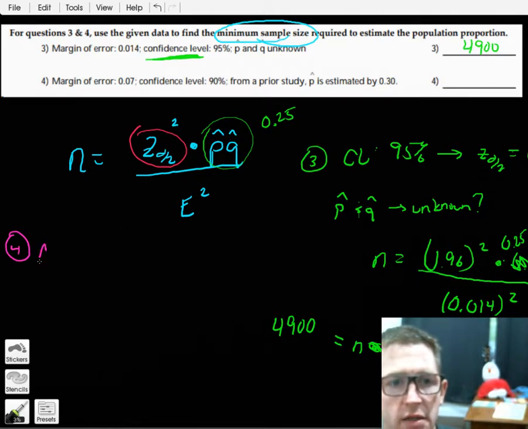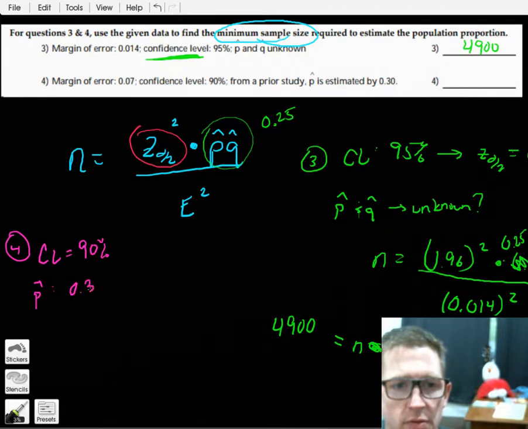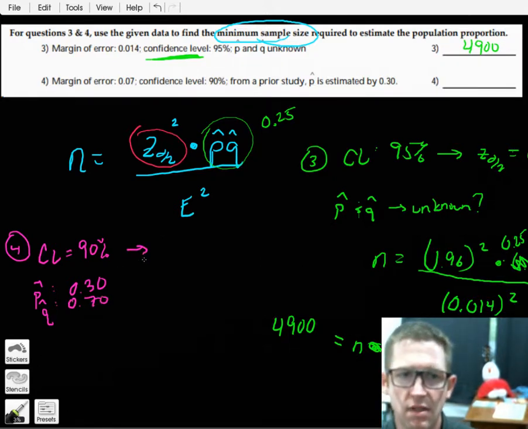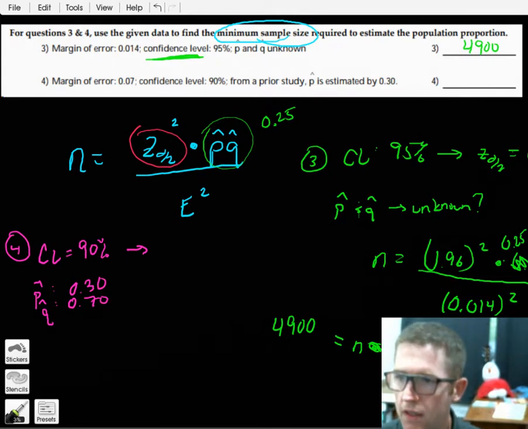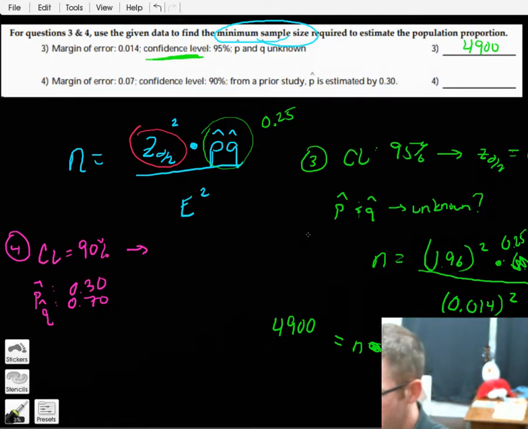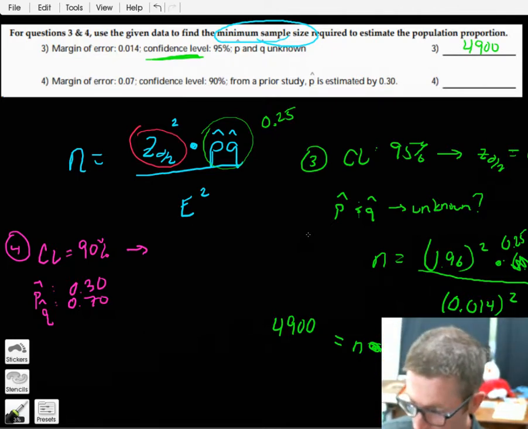Similar. Confidence level is 90%. P hat you're given is 0.30, so that tells me that Q hat is 0.70 because they have to add up to 1. Confidence level of 90%, that yields a critical value you have to memorize. You know what? You don't have to memorize it. You could use the formula sheet. I want to find it for you.